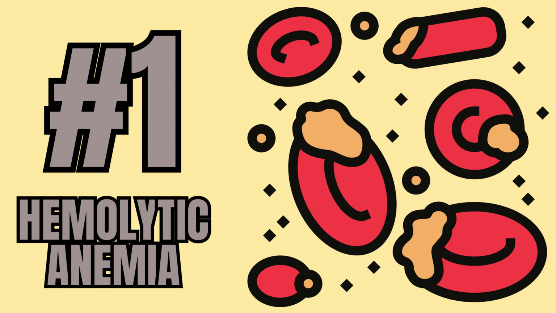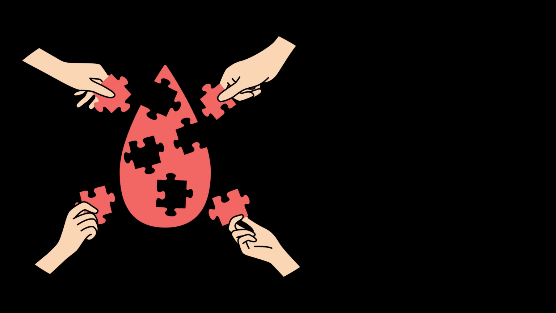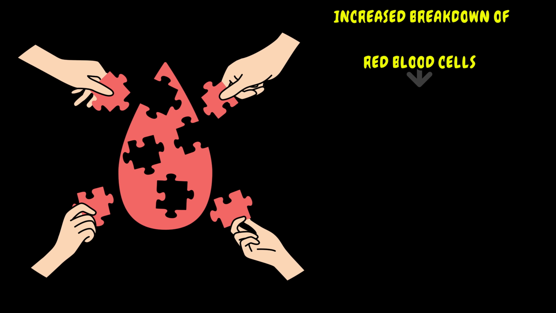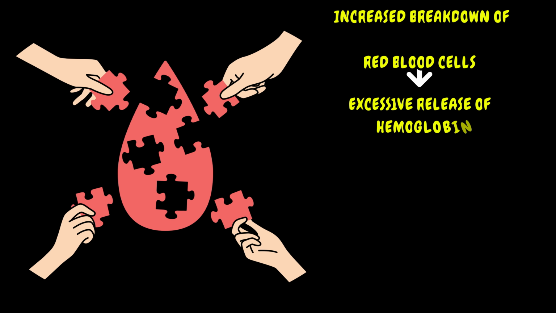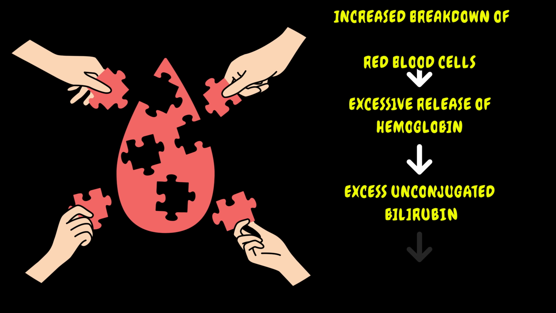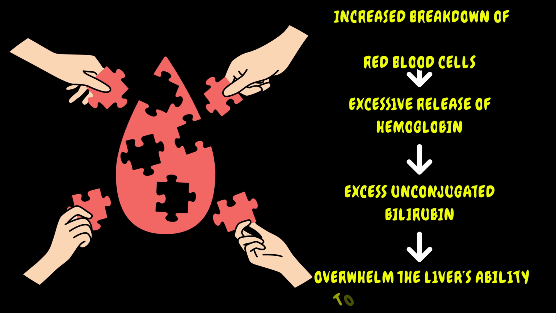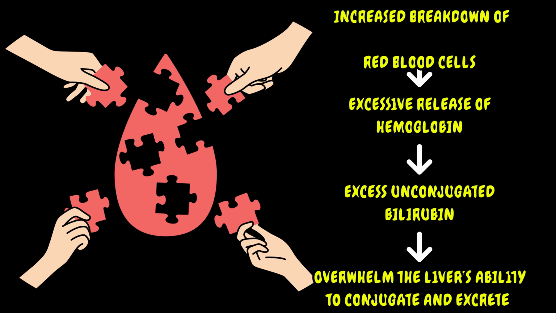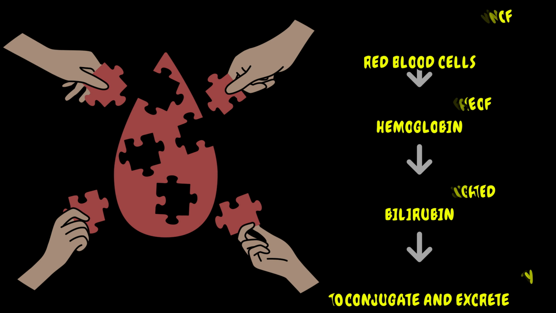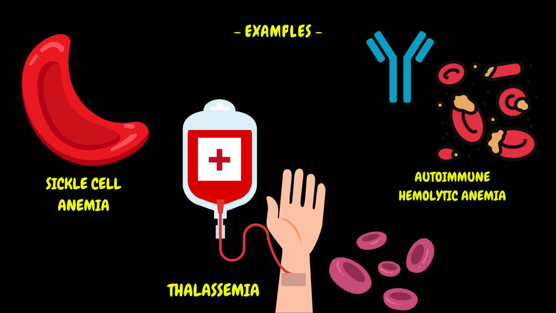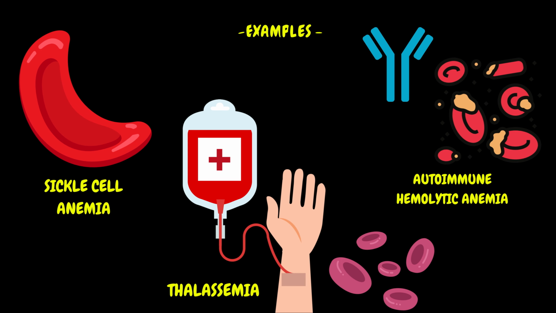Number 1. Hemolytic anemia. In hemolytic anemia, there is an increased breakdown of red blood cells, leading to an excessive release of hemoglobin. This hemoglobin is converted into unconjugated bilirubin, which can overwhelm the liver's ability to conjugate and excrete it. The excess unconjugated bilirubin accumulates in the blood, causing jaundice. Conditions such as sickle cell anemia, thalassemia, and autoimmune hemolytic anemia are common examples.